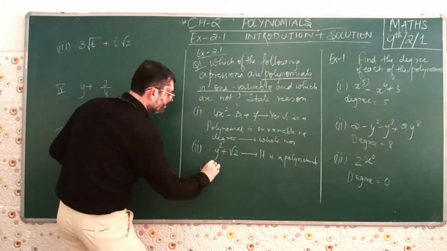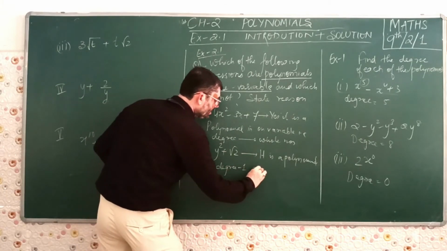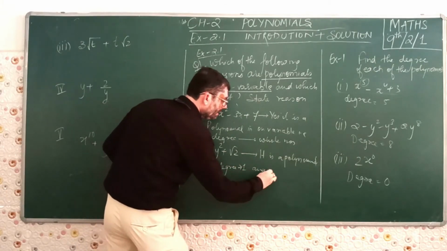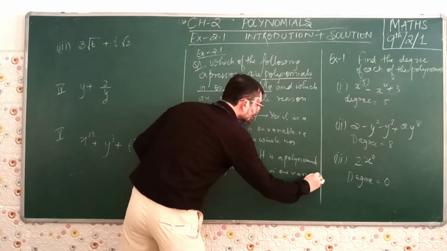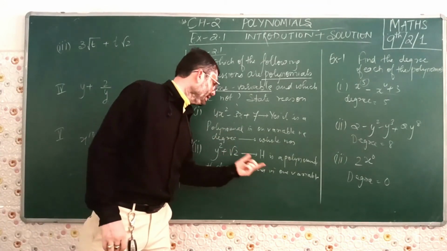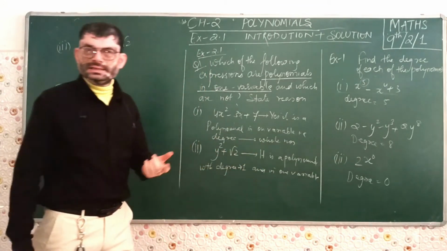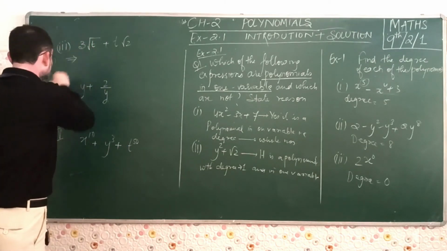With degree 1 and in one variable. It is a polynomial, the degree is 1 and the degree is a whole number, so it is a polynomial, and it is a single variable, so we can say it is in one variable. Now we move on to this question.